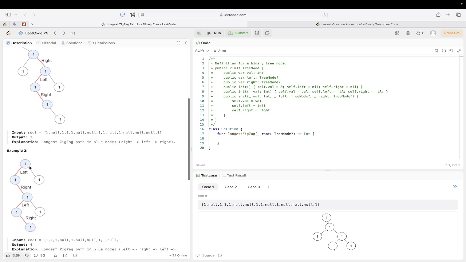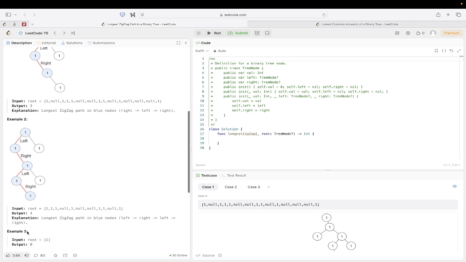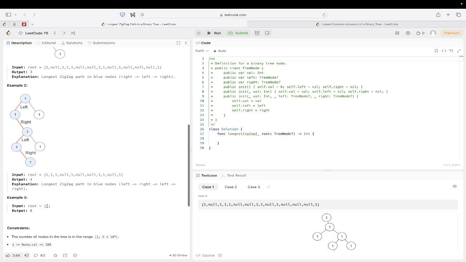Okay, so here, 1 we go left, means we go right. Right means we go left. Left means we go right. So we have 5 minus 1, 4. And then this is 0 because we only have a tree node, root node. Okay. Easy to understand. It's gonna be kind of hard to code.